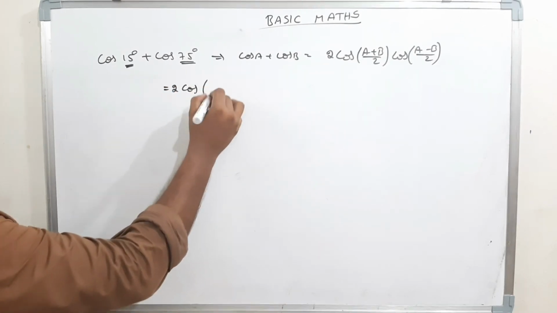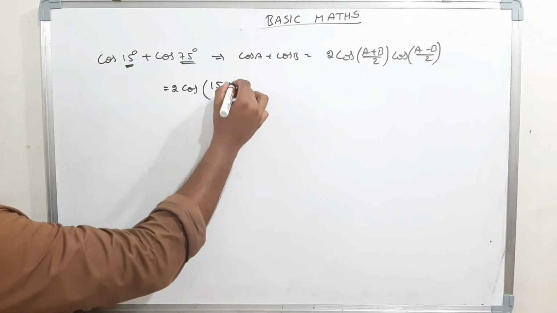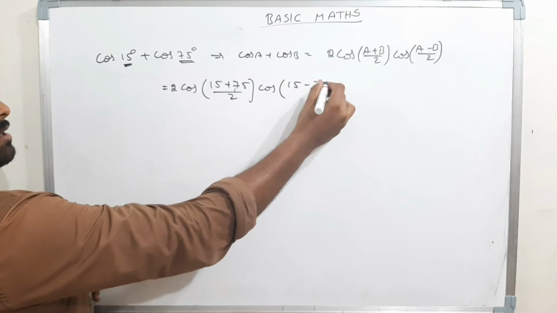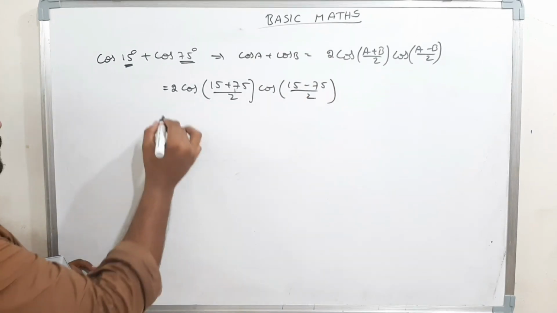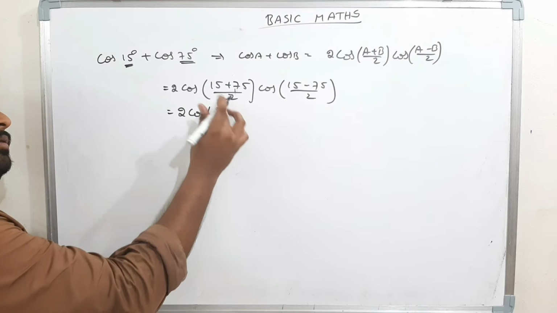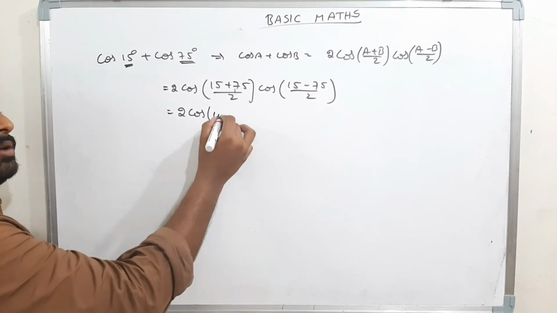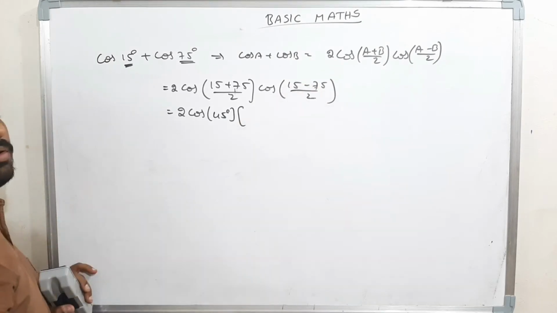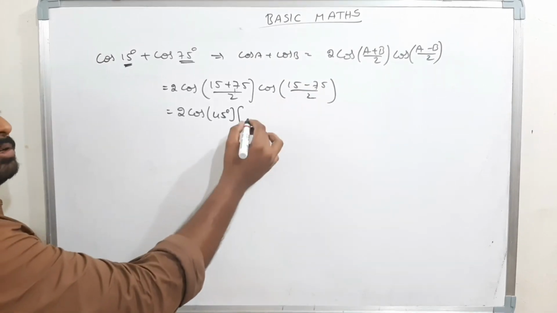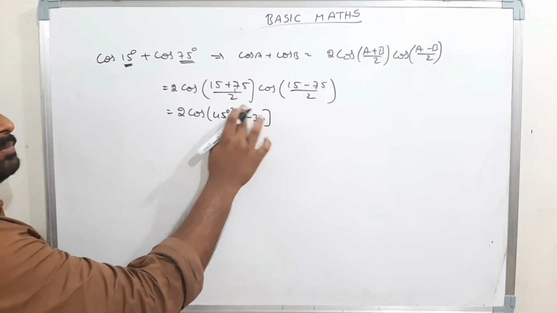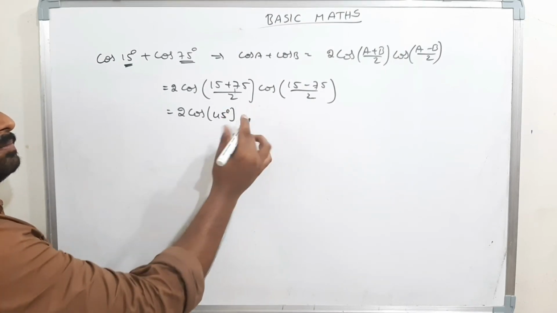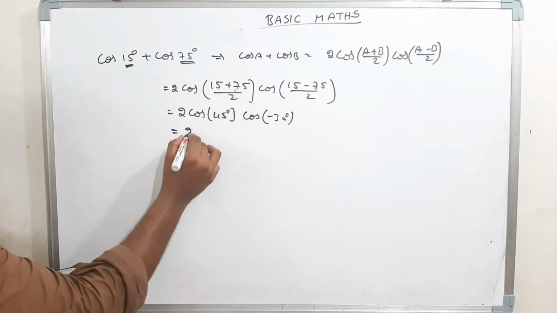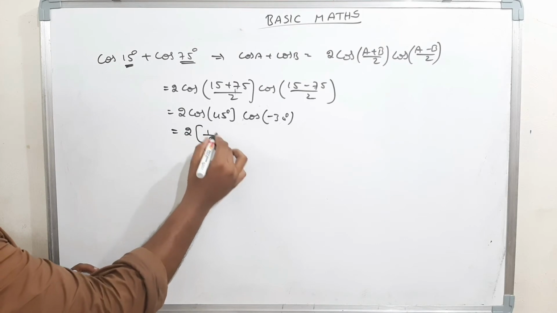2 cos of 15 plus 75 by 2 into cos of 15 minus 75 by 2. What will you get? 2 cos of 15 plus 75 is 90, 90 by 2 is 45. Now cos of 15 minus 75, that is how much? 15 minus 75 is minus 60, by 2 that is minus 30. Cos of minus 30. Therefore, what is the value? 2 into cos 45, which is 1 by root 2.